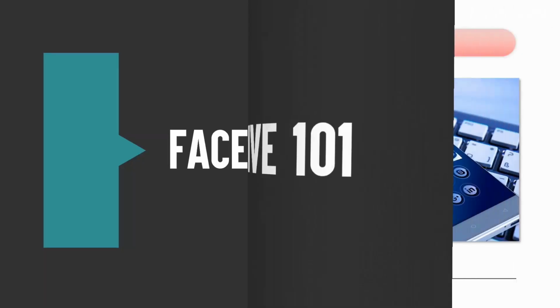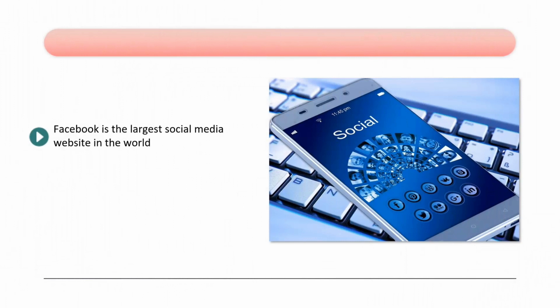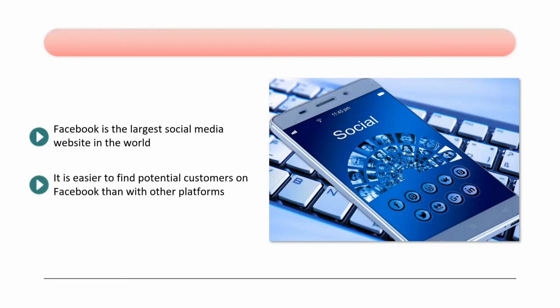Facebook Live 101. Facebook is the largest social media website in the world. At the time of writing, Facebook has 2.7 billion users, and every month it receives around 25 billion visitors. Most of these visitors have Facebook accounts. The reason for sharing this with you is because a proportion of those Facebook users would be ideal customers for your business. It is easier to find potential customers on Facebook than with other platforms. You can target people by their age range, their income, their location, their gender, their interests, and more.